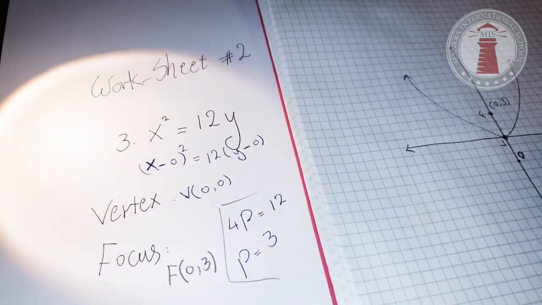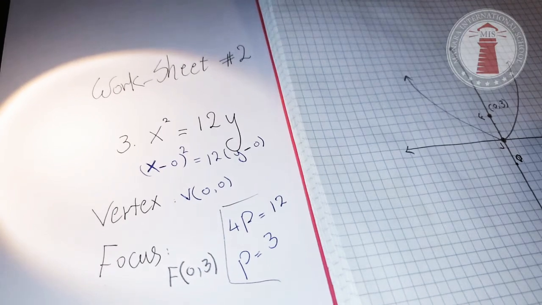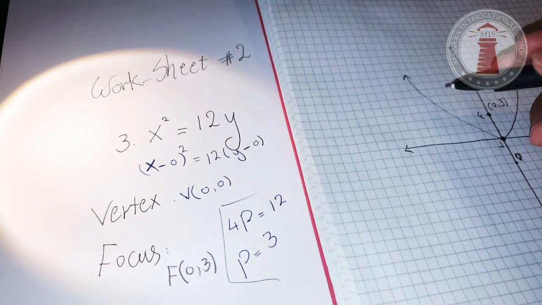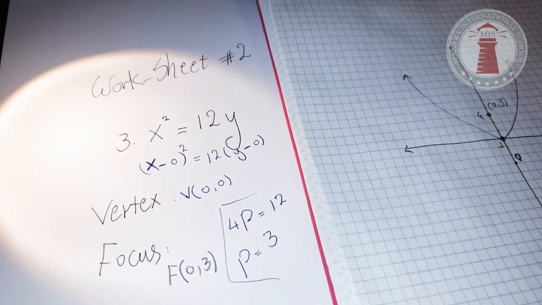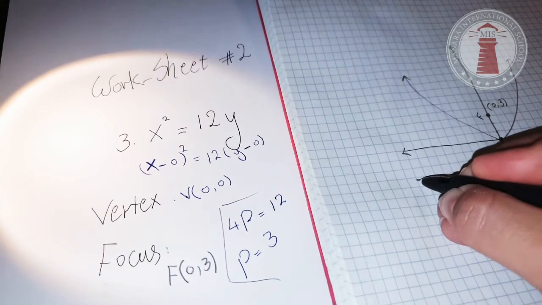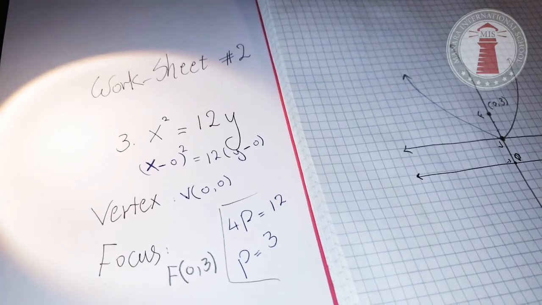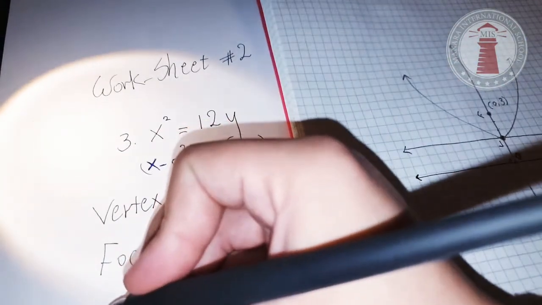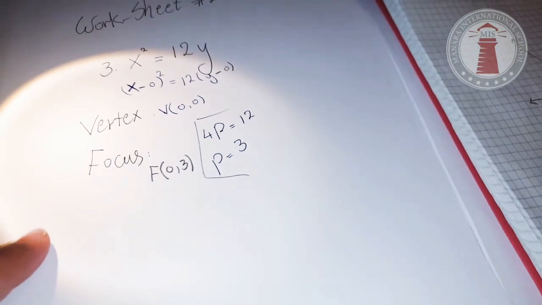When the parabola is vertical, the directrix is horizontal. When the parabola is horizontal, the directrix is vertical. Here we have a vertical parabola, which means that we have a horizontal directrix. So I'm just going to draw a line that crosses this point, which is my -3 on the y-axis, and this line is parallel to the x-axis.